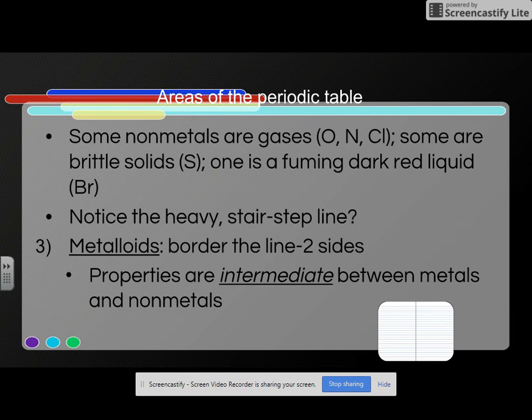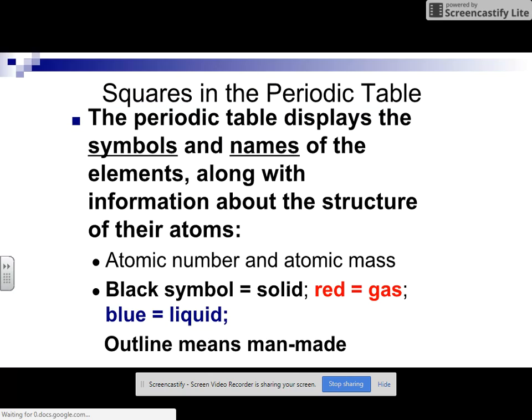This is the stair-step line. So if you're looking at the periodic table, right along that stair-step line between boron and aluminum, and it stair-steps down, are where you're going to find the metalloids. And these have properties just in between. So they have some properties that are like metals and some properties that are like nonmetals.